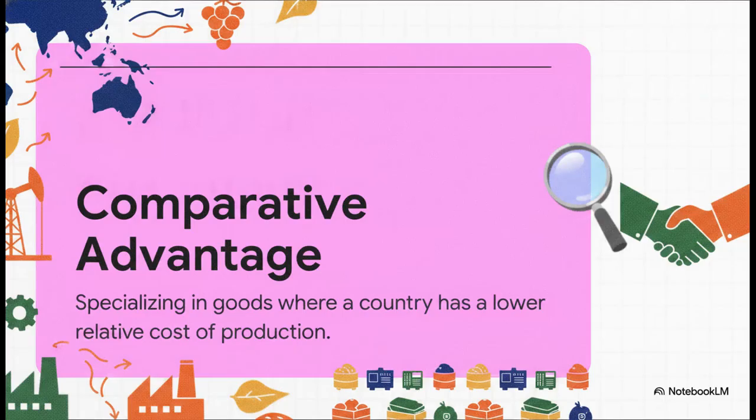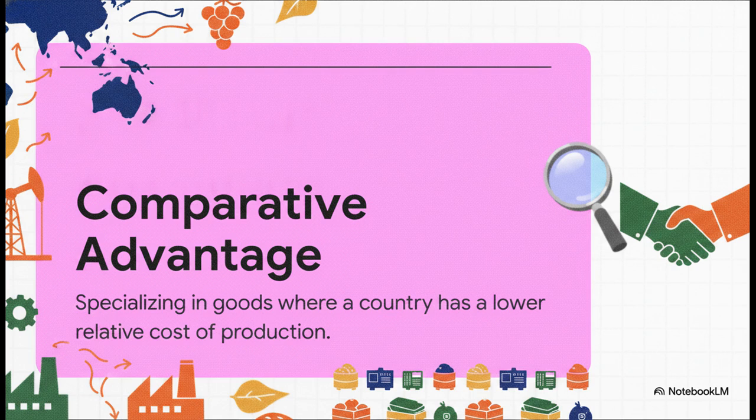So we've thoroughly explored the domestic control room. Now, let's open the blast doors and look at the global stage. Why do countries even bother trading with each other at all, instead of just making everything themselves? It largely comes down to the inequitable distribution of natural resources and differences in skills. And this brings us to two foundational concepts.